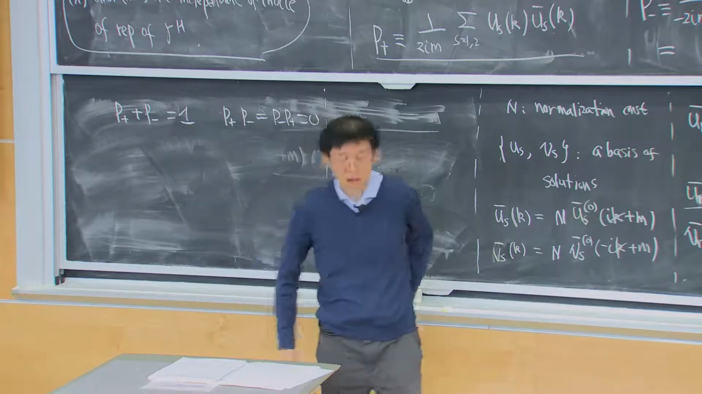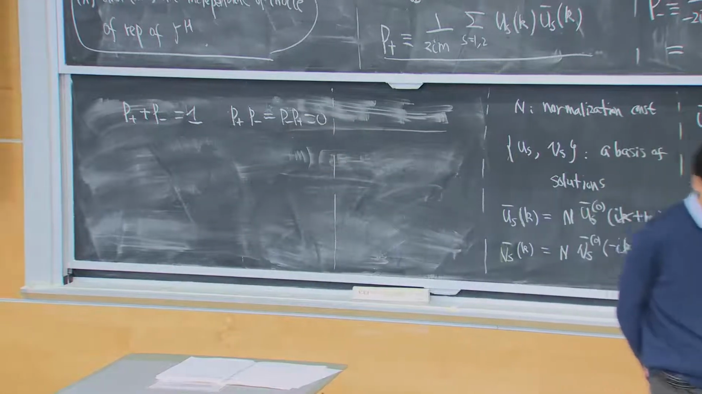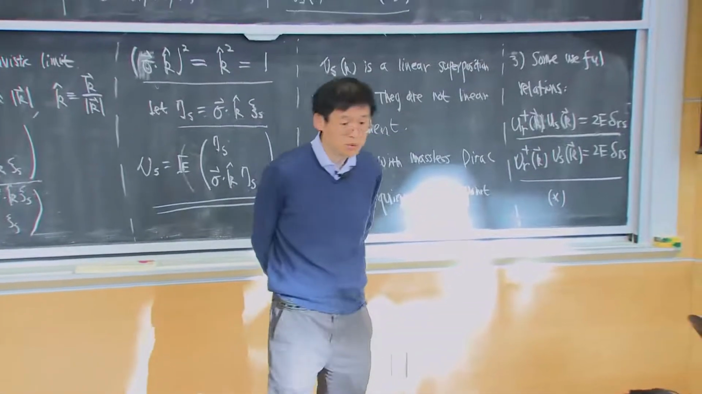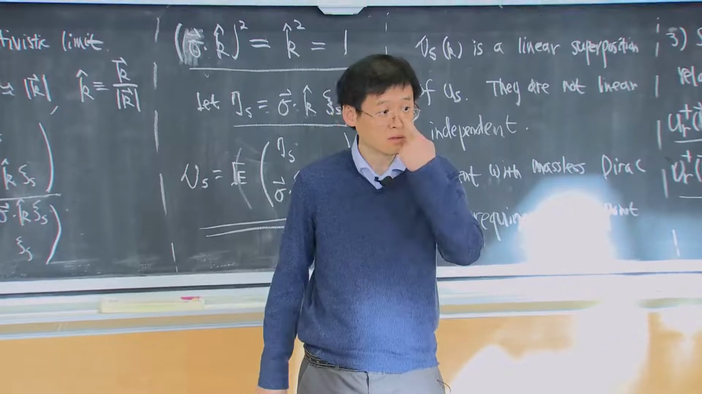Okay. So this concludes our discussion of the classical solutions of Dirac equations and their properties. So do you have other questions?